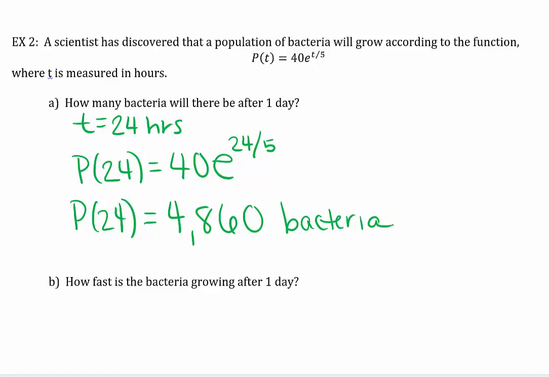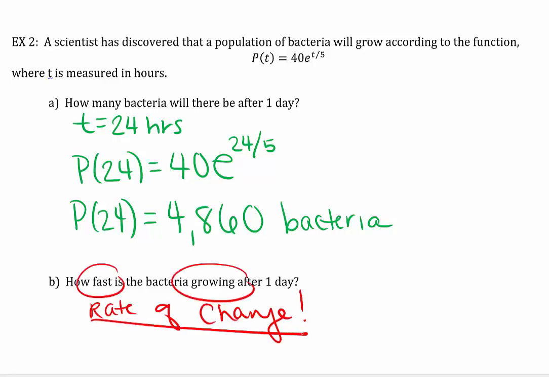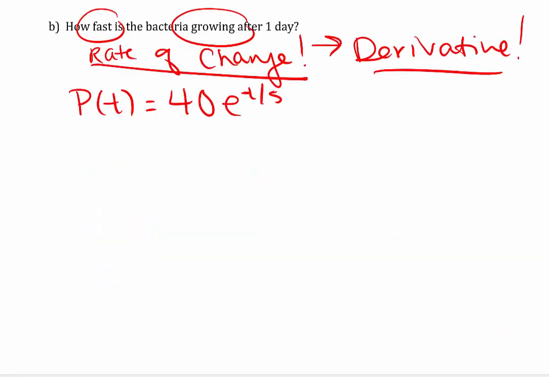4,860 bacteria. Now the second part of this problem is asking us how fast is the bacteria growing after one day? This part of the problem is asking us for a rate of change. How is the population changing with time? That means this part of the problem is asking us to find a derivative. So we've got 40 e to the t divided by 5. I want to find the derivative of that. I'm going to use the chain rule.